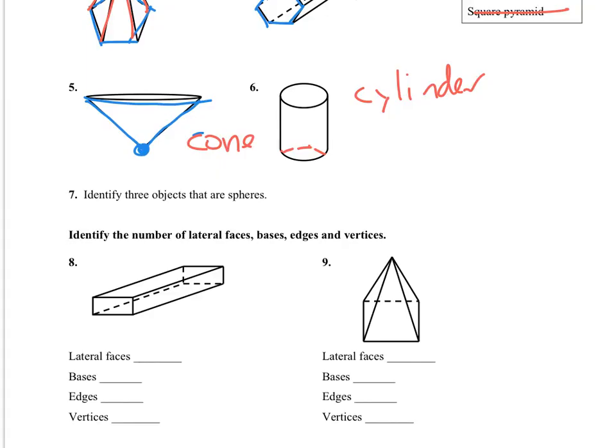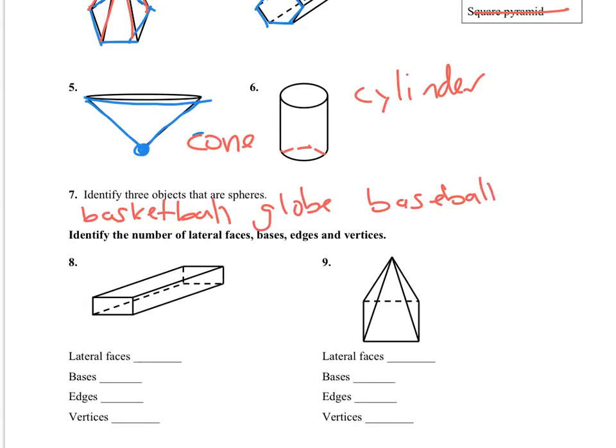An example of a sphere would be a basketball. Okay, basketball. Another example of a sphere would actually be something like a globe, like a globe from social studies class. And another example of a sphere would be, I don't know, a baseball. Okay, so that would be a sphere as well.